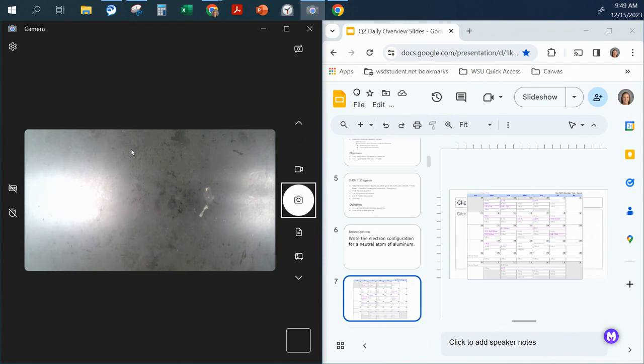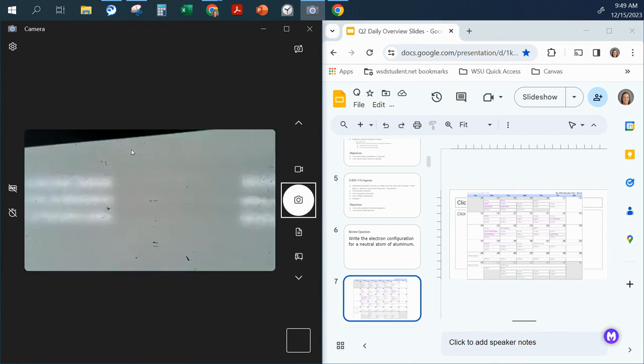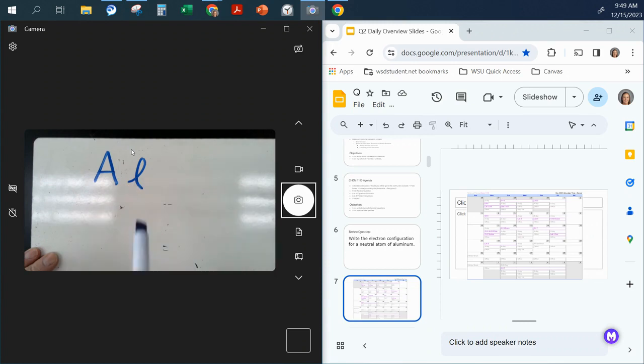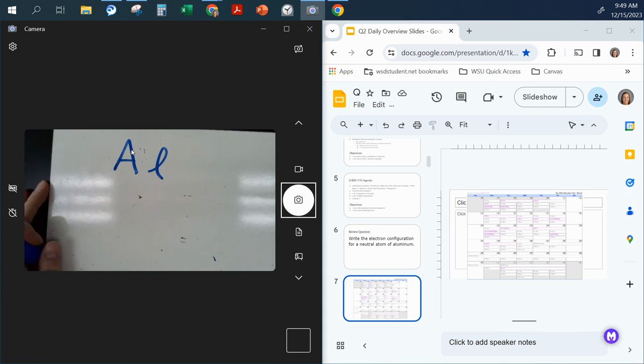This one, I should have wiped it off earlier. Okay, so we're looking for the electron configuration of aluminum. Do you remember this from earlier? What is the electron configuration of aluminum? And that's the question over here.